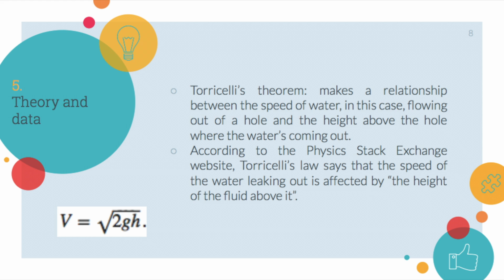Torricelli's theorem makes a relationship between the speed of water, in this case flowing out of the hole, and the height above the hole where the water is coming out. According to the Physics Stack Exchange website, Torricelli's law says that the speed of the water leaking out is affected by the height of the fluid above it.